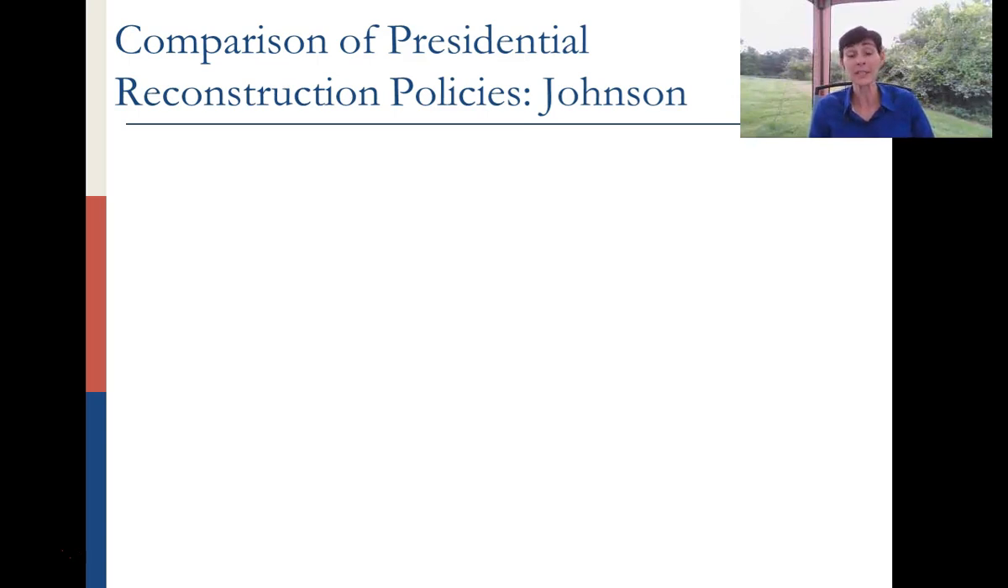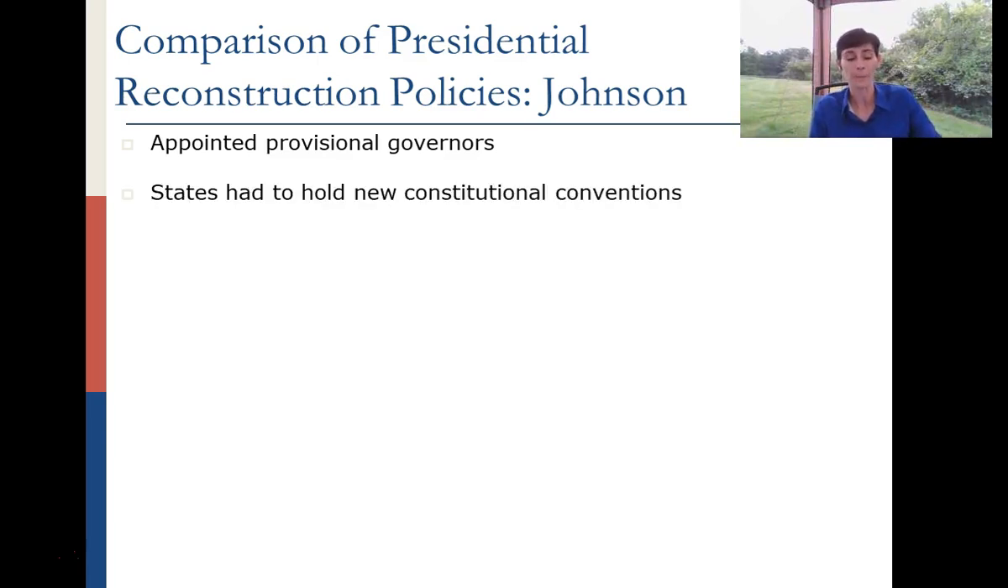Johnson's a completely separate animal, and because he was Lincoln's vice president and became president once Lincoln was assassinated, this was the plan that got enacted. So, he appointed provisional governors. Basically, he helped to establish dictatorships, largely, in the southern states after the end of the war.